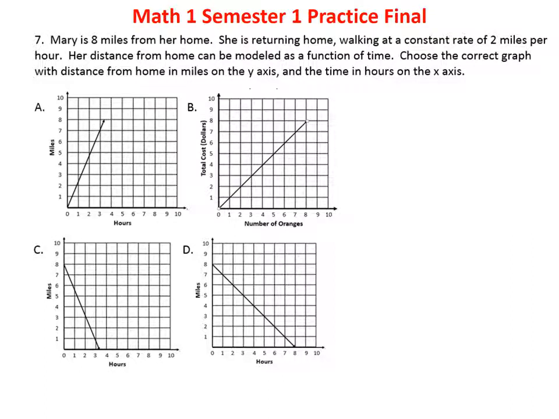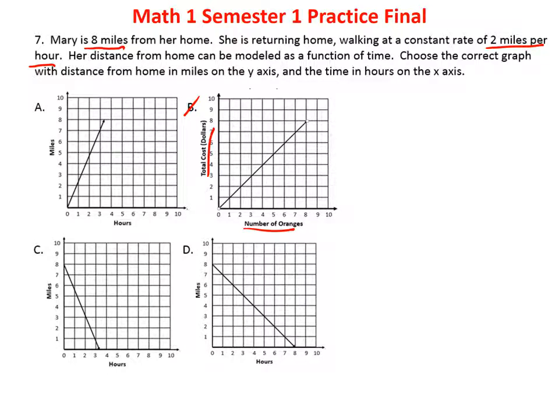On problem 7, Mary is 8 miles from her home. That's where she starts. She's returning home walking at a rate of 2 miles per hour. Distance from home can be modeled as a function of time. Notice we have choices here of how far we're going. Obviously, number of oranges and total cost of dollars has nothing to do with that. So we could write that one out right away.